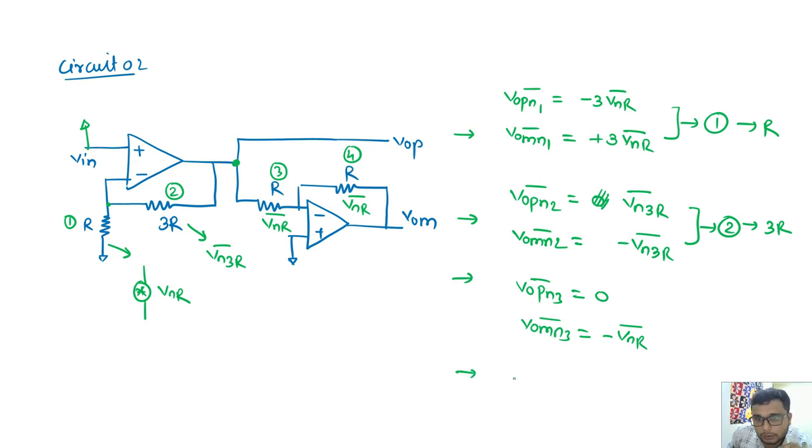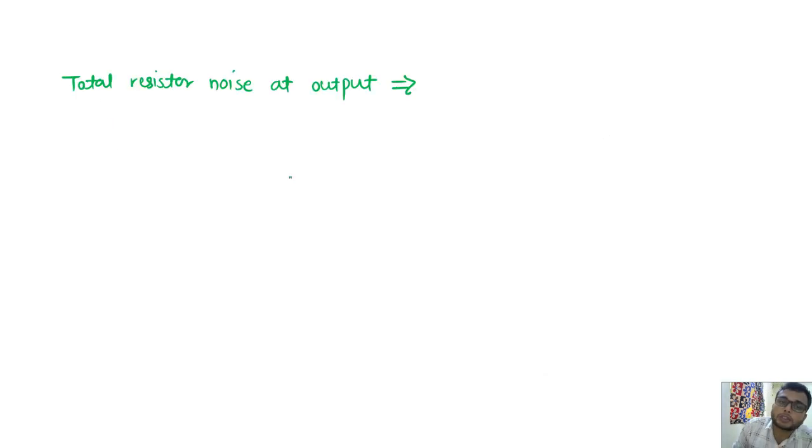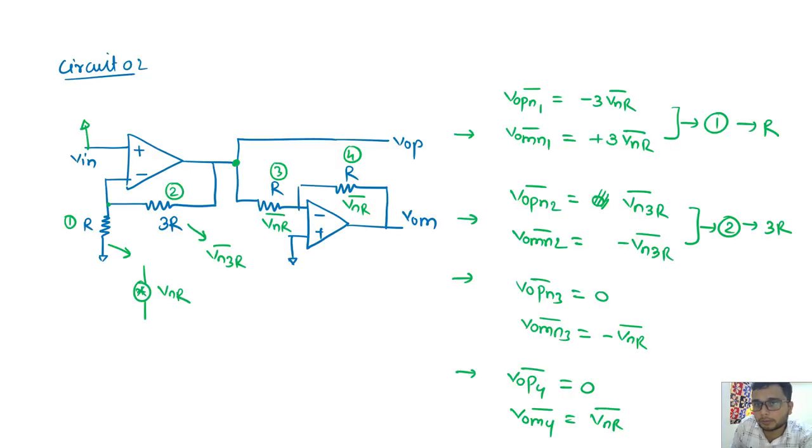So now the fourth case. VOP due to the fourth resistor is 0, and VOM due to the fourth resistor is directly Vn of R. So total differentially, we can calculate what it will be: 6 Vn of R. So the total resistor noise output, Vn diff due to resistor, is minus 6 Vn of R.